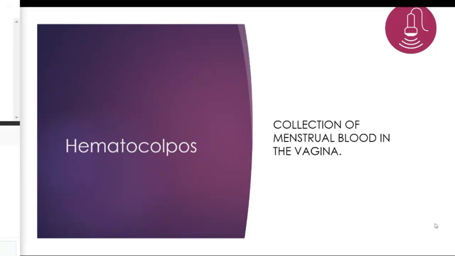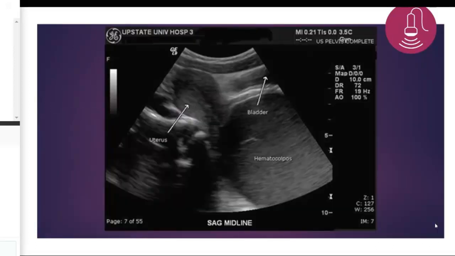So when we're talking about congenital anomalies of the female pelvis, we have to first talk about some terms that relate to these anomalies. So we're going to talk about those first. So hematocolpos. Hemato we know means blood, and colpos means vagina. So a collection of menstrual blood in the vagina. So this happens when there's an obstruction that doesn't allow the fluid or the blood to exit the vagina.